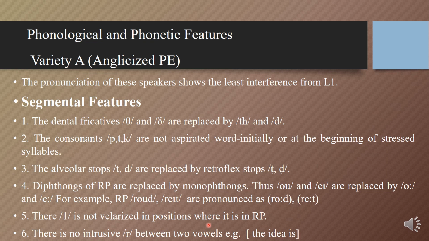sound words. As you can see in the example, when Pakistani speakers speak, he or she will not speak the sound R, that is known as intrusive sound between two different vowel words. Idea means A and I, that will produce the R sound that is not produced by the Pakistani speaker.